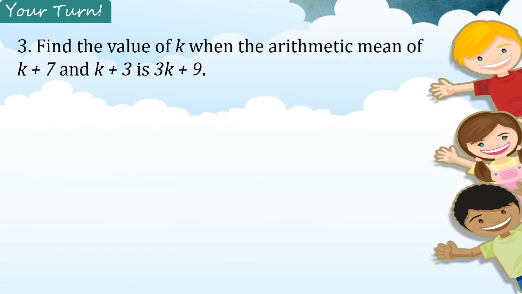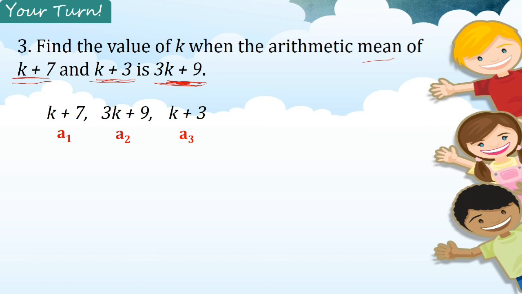For the last item, number 3, find the value of k when the arithmetic mean of k plus 7 and k plus 3 is 3k plus 9. Okay? So, if 3k plus 9 is the arithmetic mean of k plus 7 and k plus 3, it means that 3k plus 9 is the second term. So, yung first term natin, k plus 7, second term, 3k plus 9, and third term is itong k plus 3. So, same pa rin to get the value of k, then we have to equate yung common difference natin.